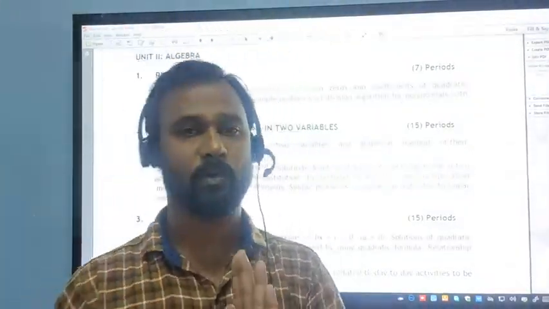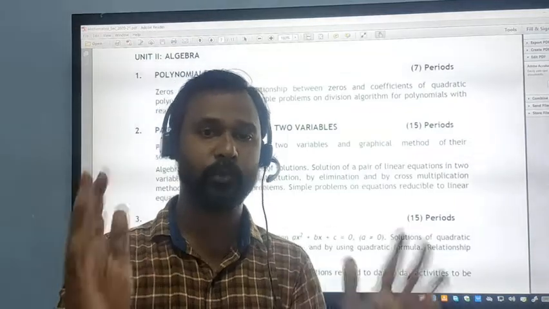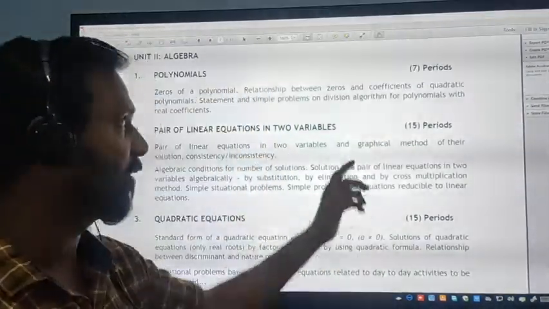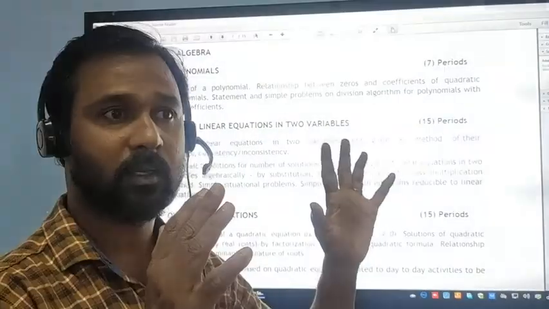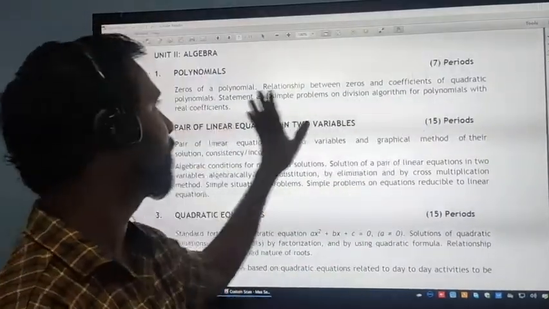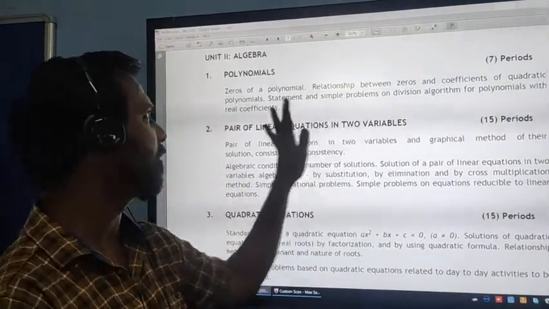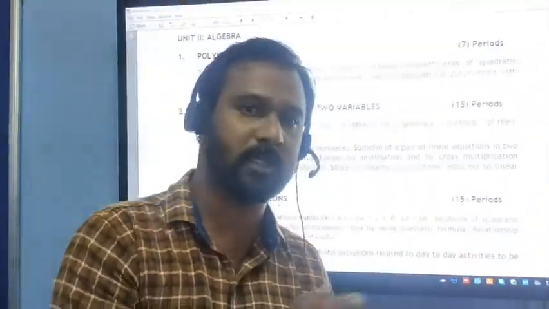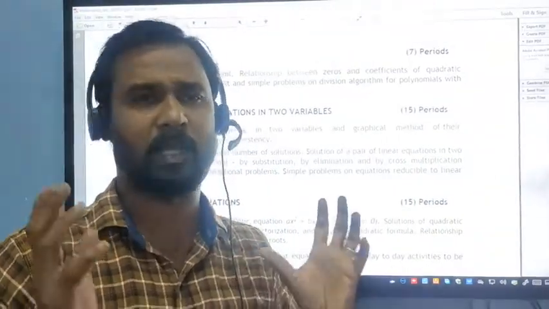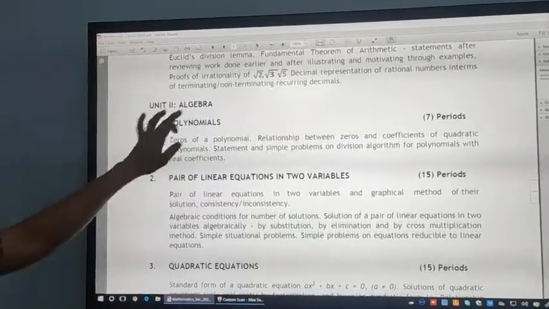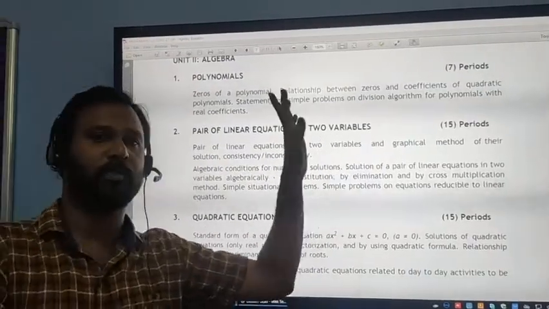Since it is a polynomial of second degree, it will have 2 roots. We will name them alpha and beta, and later we will see the relation between zeros and coefficients of a quadratic polynomial, and simple problems on division of polynomials with real coefficients. That's the main thing. A short chapter but having very good theory. The second chapter under algebra is pair of linear equations in two variables.